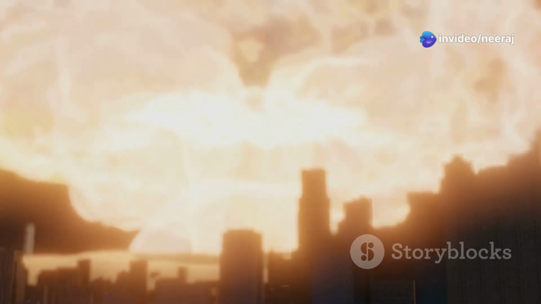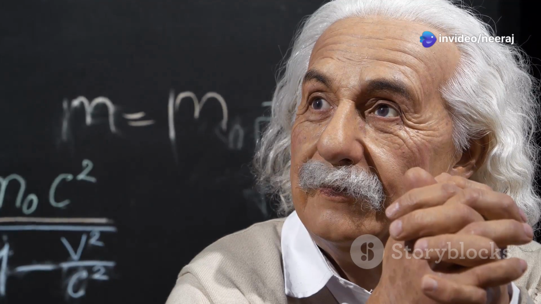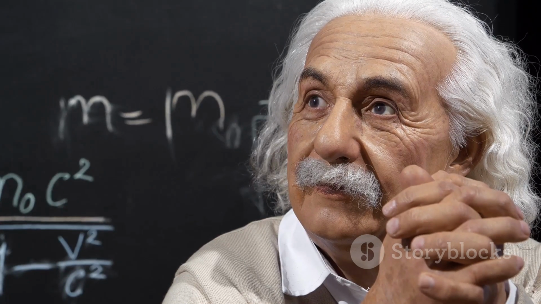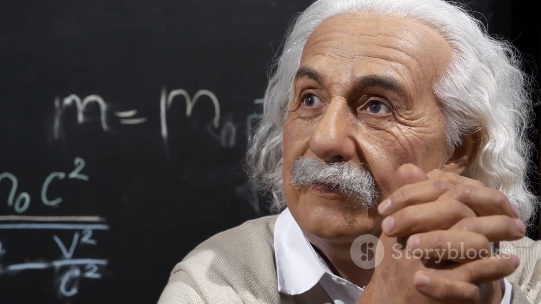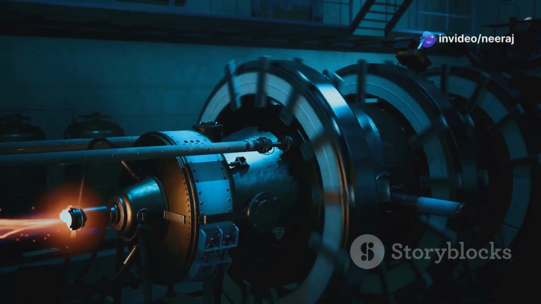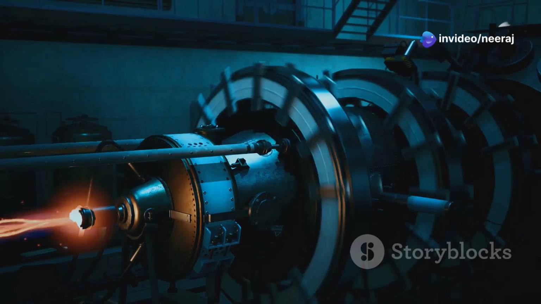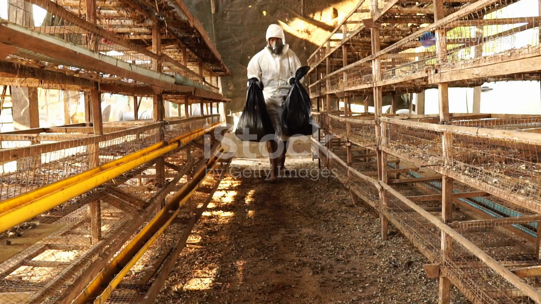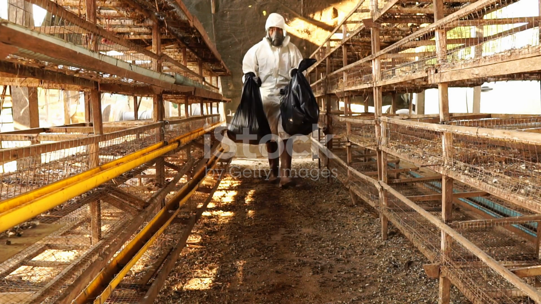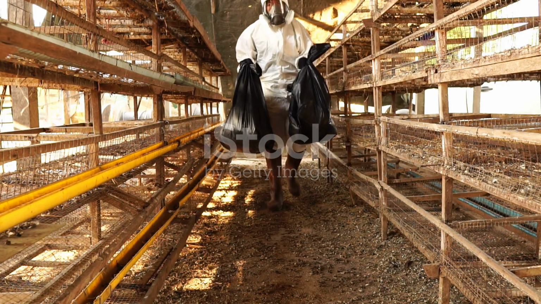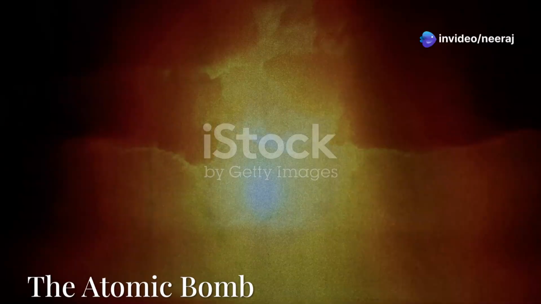Albert Einstein's famous equation E=mc² revealed an astonishing truth: mass and energy are interchangeable. The discovery of nuclear fission in the 1930s, the splitting of an atom's nucleus, opened a door to this previously unimaginable power. Scientists realized that by bombarding certain heavy atoms like uranium, they could initiate a chain reaction, releasing unimaginable amounts of energy.